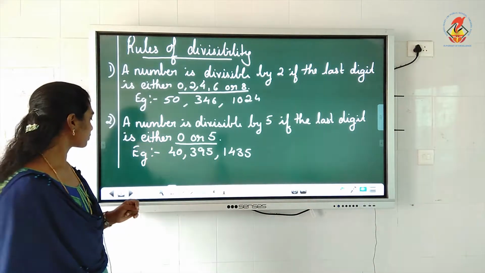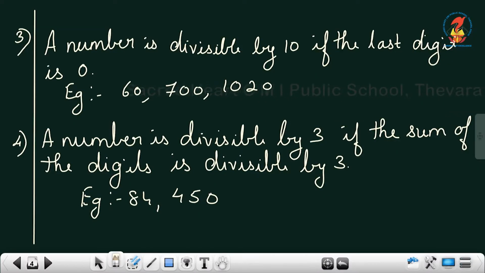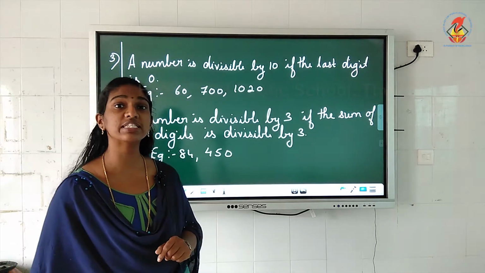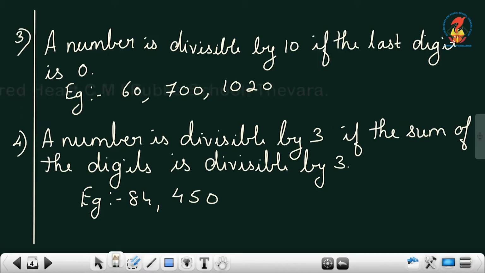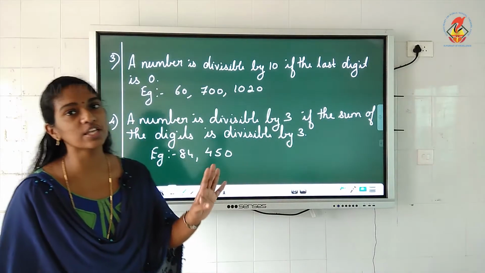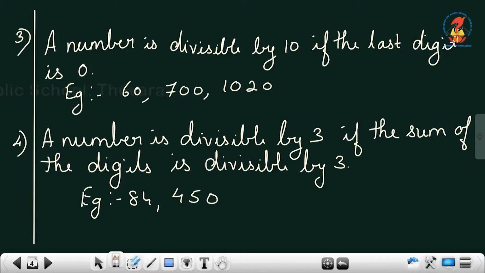Okay children? Now moving to the next rule. A number is divisible by 10. How do you check a number is divisible by 10? What is the condition? The last digit should be 0. If the last digit is 0, we know that number is divisible by 10, isn't it? 60, 700, 10, 20. Yes?